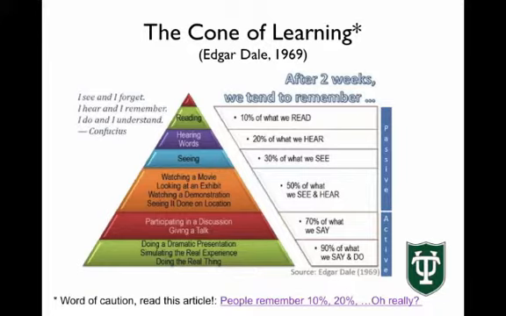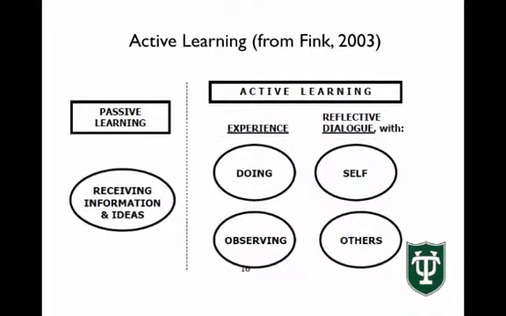And let's look first at passive learning. So passive learning is receiving information and ideas. So this is really the traditional model of a student sitting in a classroom listening to a lecture. Whereas active learning can be divided into experience, and this can be divided into doing and observing, and also reflective dialogue with self and with others. So there are a lot of elements here, if you look at this line, working with other people, whether it's observing or whether it's talking.